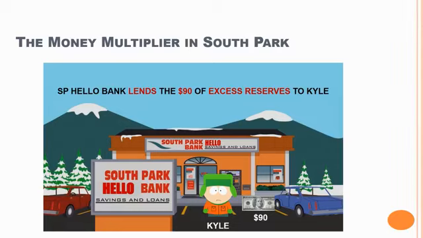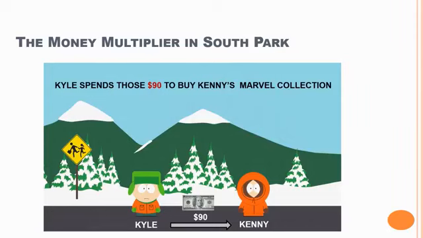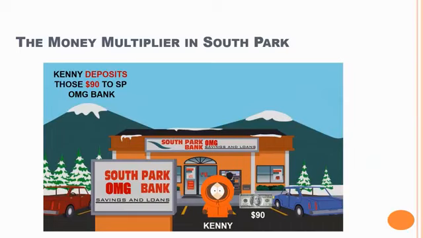And usually when you borrow money, it's because you want to buy something. So Kyle is going to use the $90 that he has borrowed from South Park Hello Bank to buy Kenny's Marvel collection. Why not? Okay, so it's a transfer of money from Kyle to Kenny. And same thing, Kenny is a very smart boy, and even though he usually doesn't have a very long life expectancy in this cartoon, he is going to save. He's going to take this money to his bank.